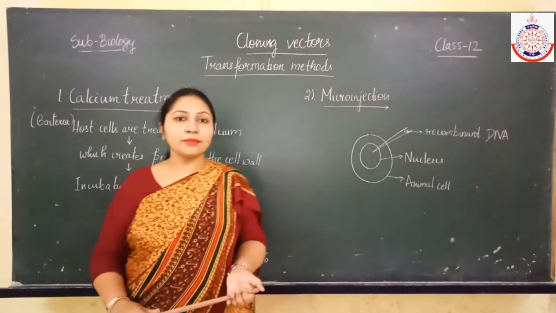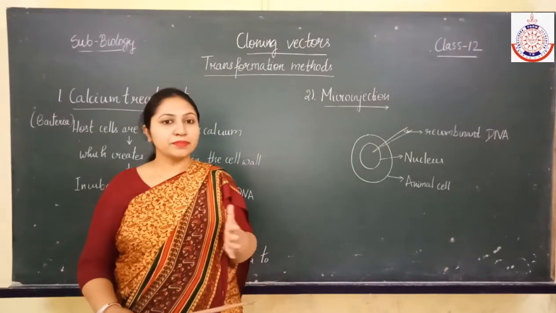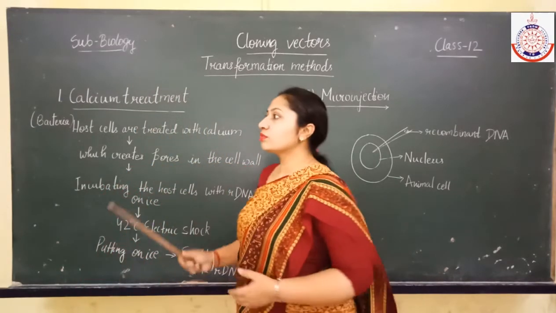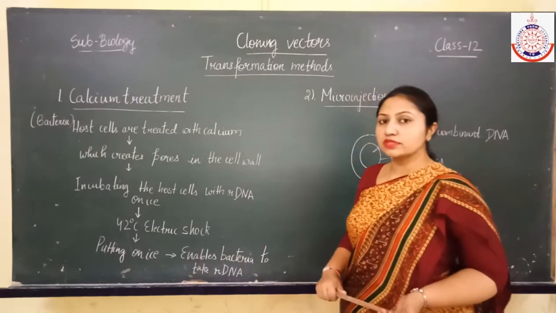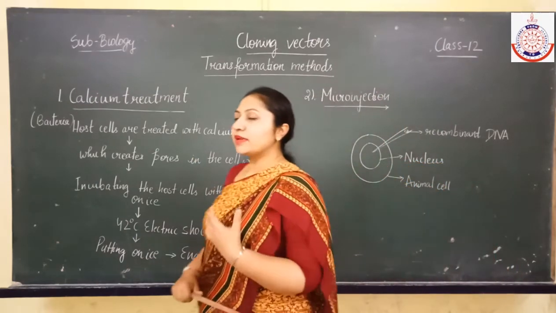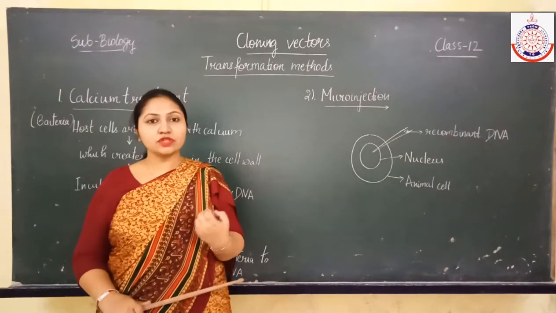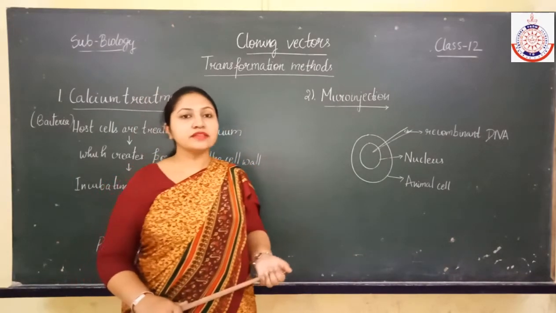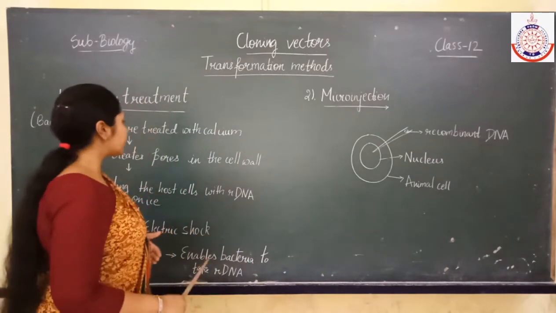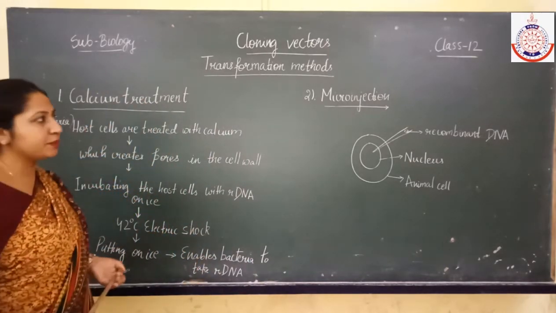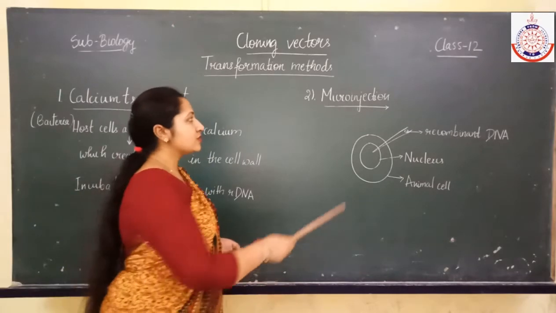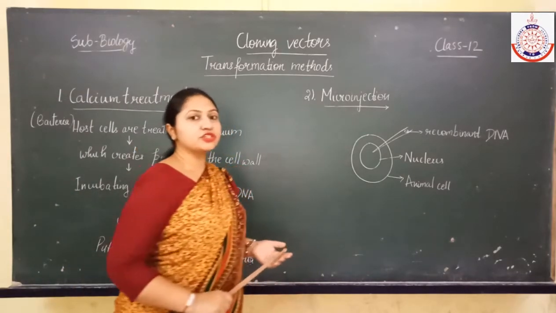rDNA means recombinant DNA. So basically, the principle of giving the calcium treatment is to create pores in the host cells so that the bacterial cells will be able to take up the DNA. And this process becomes faster with the incubation or the shock treatment. Now second is the microinjection method.